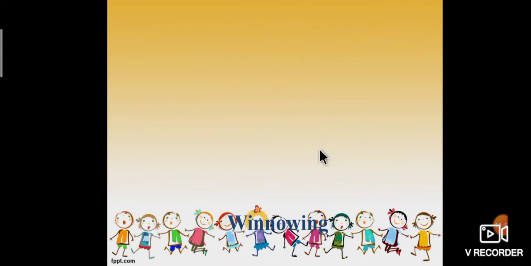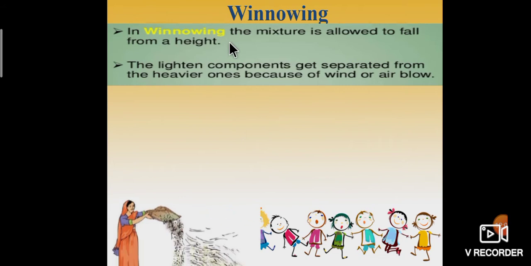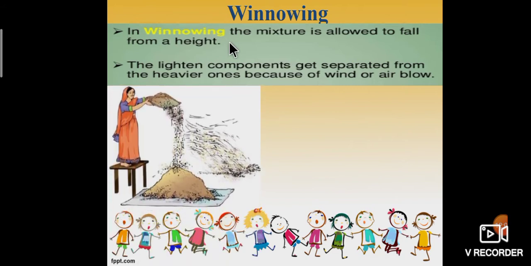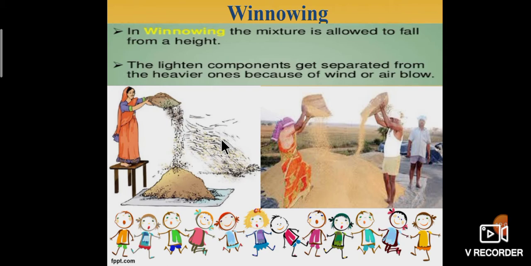Now we will see the winnowing method. In winnowing, the mixture is allowed to fall from a height. That is, the lighter components get separated from the heavier ones because of wind or air blow. This type of separation is called winnowing.